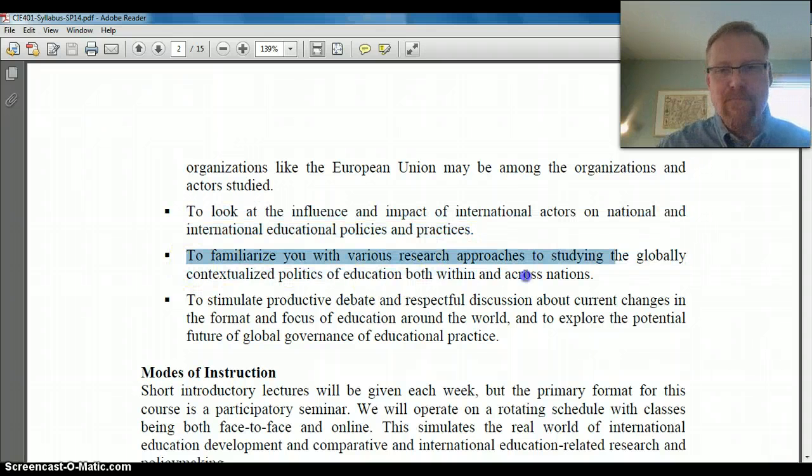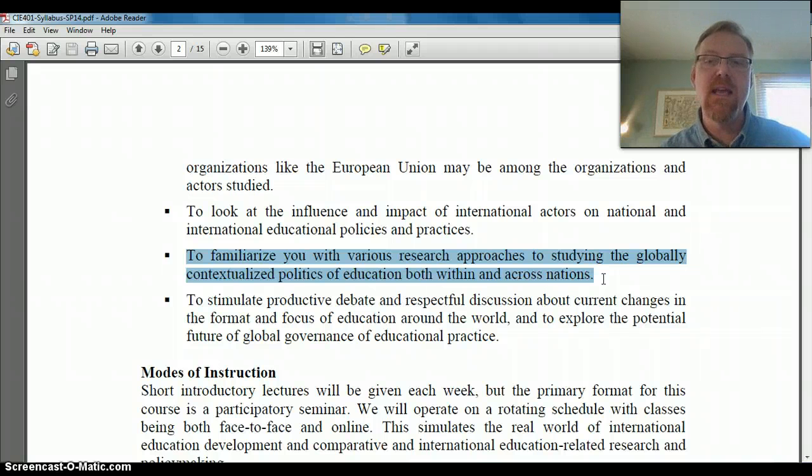Next, I'm going to try to familiarize you with various research approaches to studying the globally contextualized politics of education, both within and across nations. So there are many different ways to look at what's going on. We're going to consider several of those approaches. Again, a lot of it's going to be based on our own readings, and we're going to use the readings as a way to investigate that. But I want you to understand how globally contextualized politics, policies, actions, etc. occur.